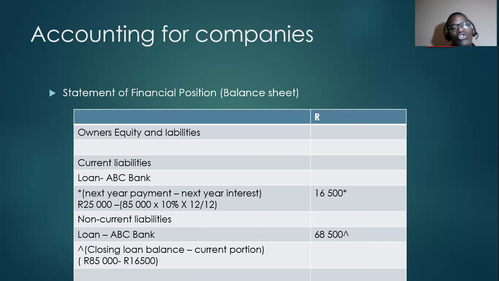So the whole purpose here was to show you that your current liabilities are those liabilities that are going to be paid in the next 12 months from the year end. We know that in the next year, we're going to pay 25,000 to this loan, right? But not all this 25,000 relates to capital or the loan amount. It also includes interest. So we need to include the next year's interest. That's why we are left with 16,500. But we will also have to show a non-current liability of this loan, right? So the non-current liability is your closing loan balance, which was 85,000, minus 16,500, right?